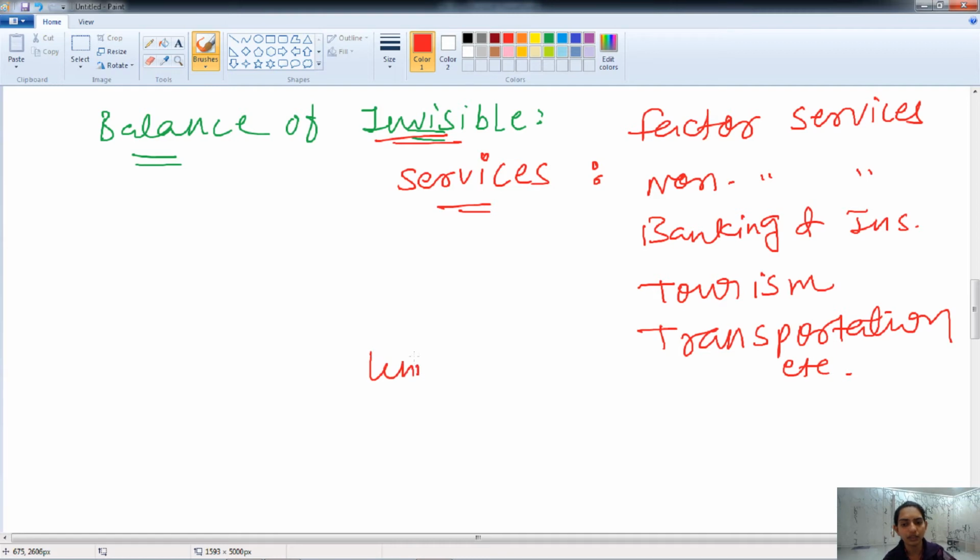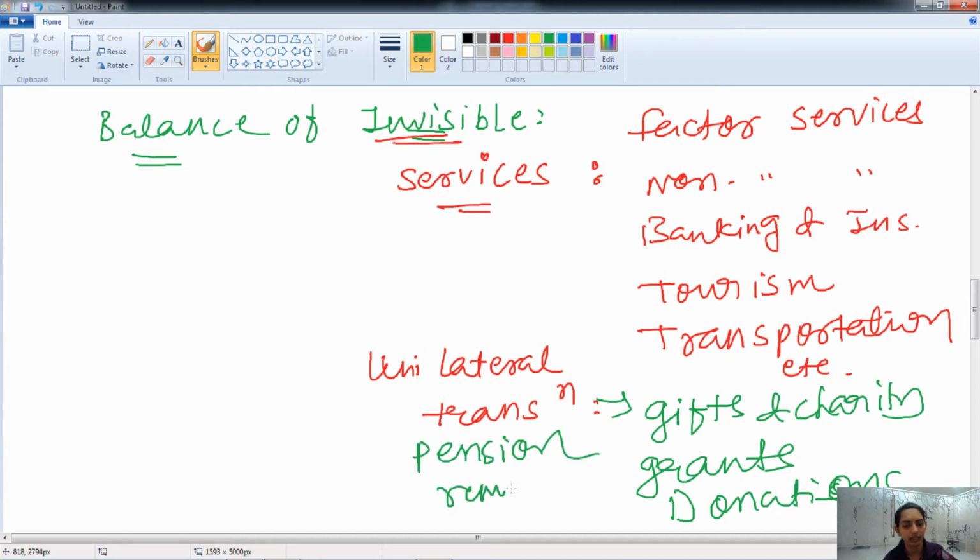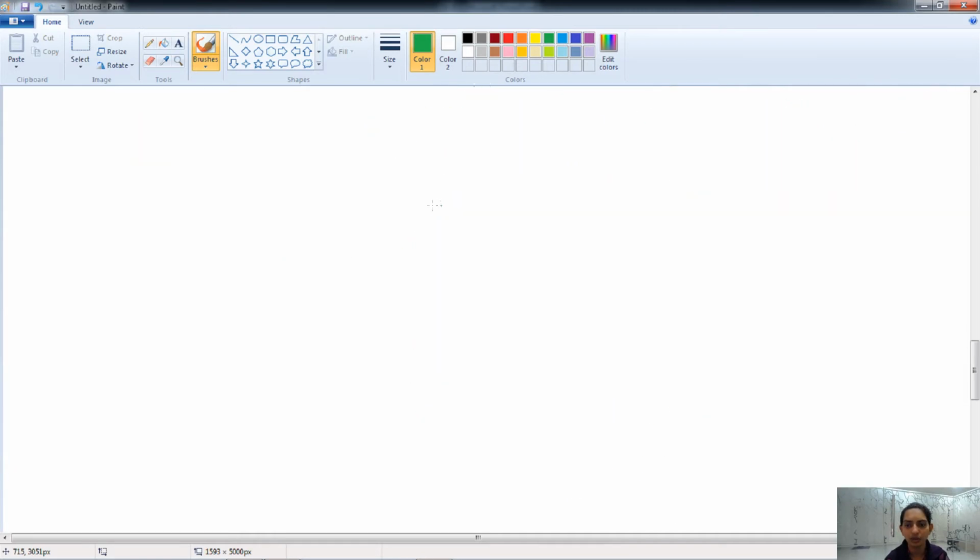Then invisible also includes the unilateral transactions. It is known as unilateral transaction because here in this case, the flow of funds goes in one direction only. Okay. We can understand it with the help of an example. Unilateral transactions are like gifts and charity by the country. Okay. Then we have the grants, then the donations, pension, remittances, etc. are included in these unilateral transactions. It is included in the balance of invisible, right? Okay, so this is included in the balance of invisible.